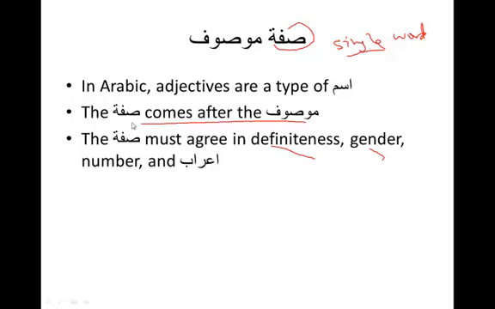Sifa will come after a noun, so it has to agree in definiteness, gender, number, and i'rab with the ism. Both are ism. A sifa is technically also an ism, but it's a describing ism. So the ism that it's describing has to agree with it. Okay, that's it. That's all the rules.